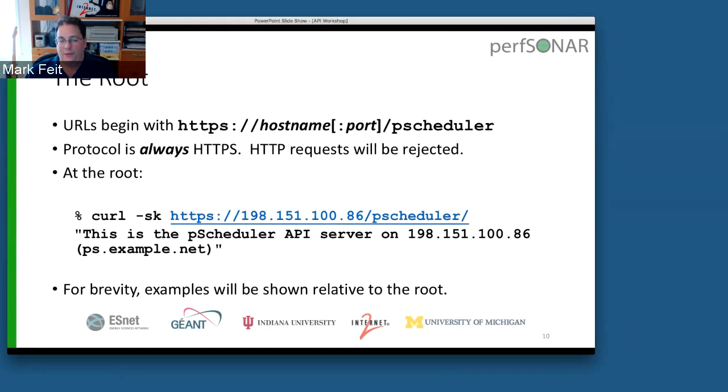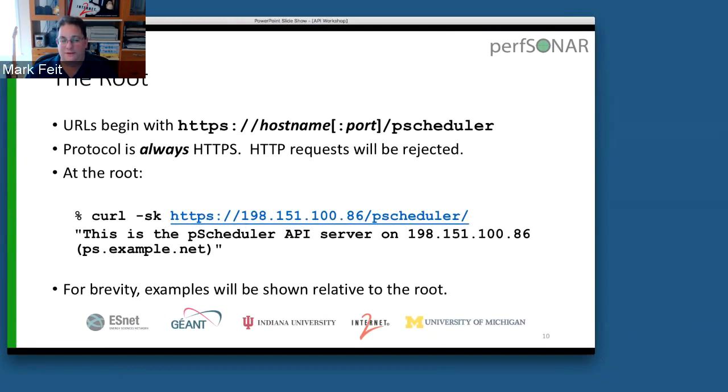So, for example, at the root, we can use the curl utility, and we can say curl -sk, S being for silent, and K being for not checking the certificates for the server. We just picked out a fictitious host here, and we go pick out the root, which is just pScheduler. And when you get that back, you get back a string that's sort of pScheduler's version of hello world.